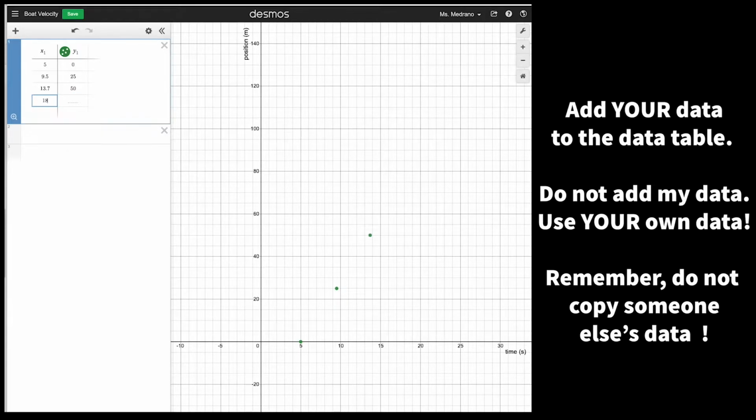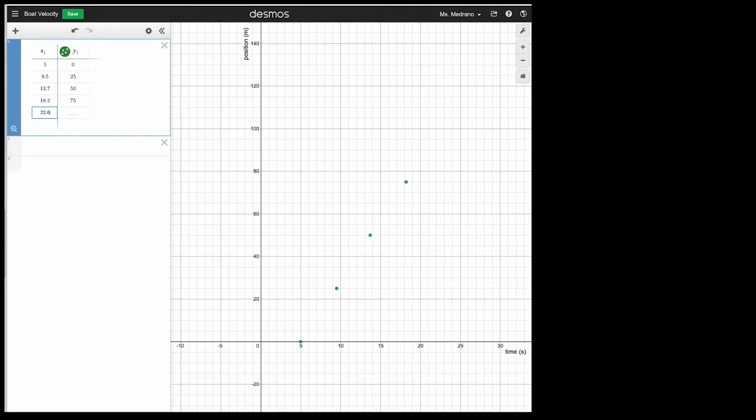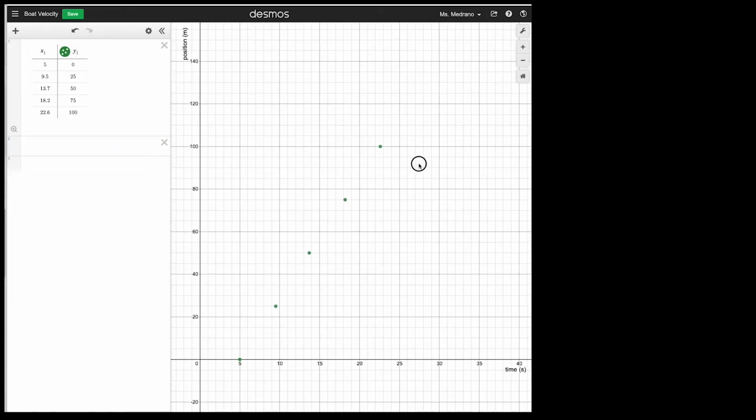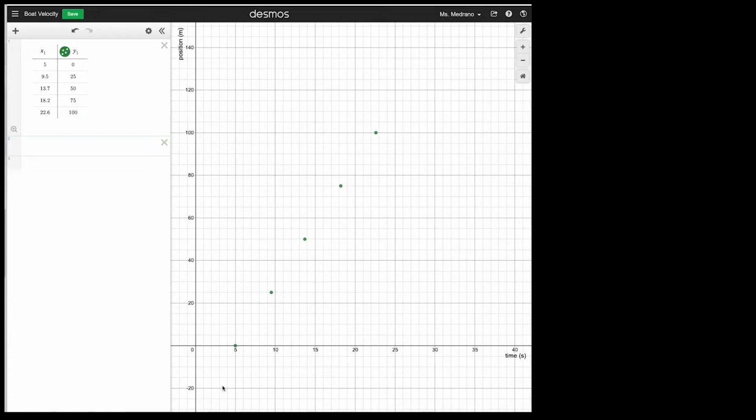And then when it was 2 seconds, my boat was at 75 meters. And then when it was 22.6 seconds, my boat was at 100 meters. So now you're going to see that I have all my green dots lined up. And to show that it might be going in a straight line, I am going to put in the code, or like we have to program our graph to show that it is going in a straight line.